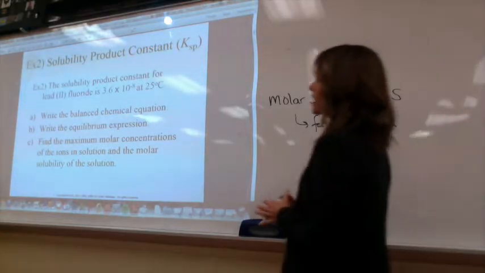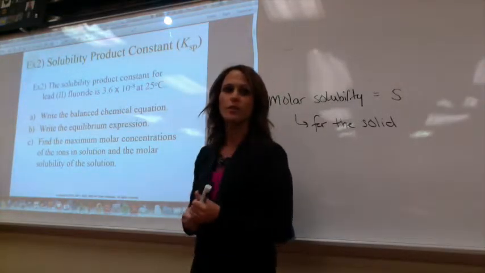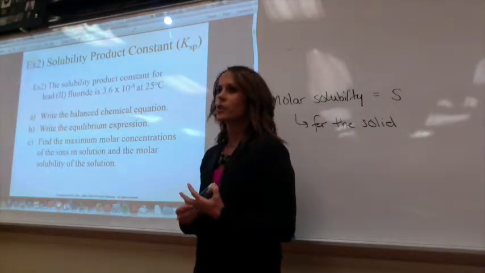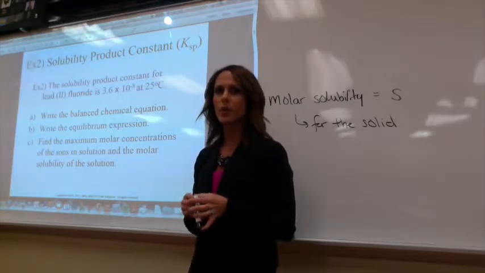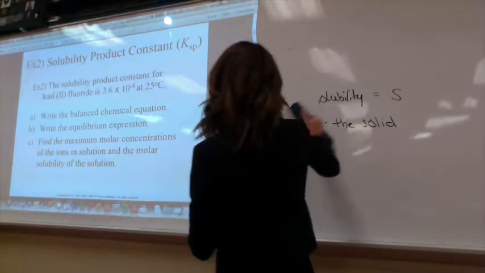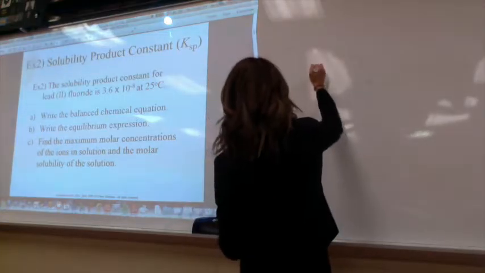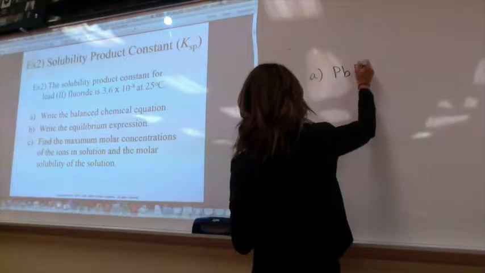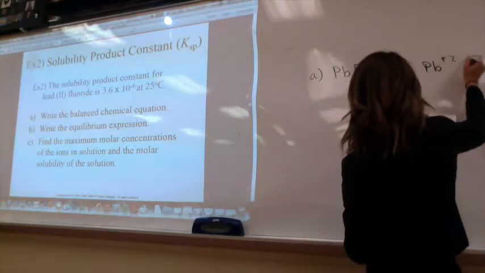The solubility product constant for lead 2 fluoride is 3.6 times 10 to the negative 8th at 25 degrees C. Write a balanced chemical equation. So they're asking you really to write the dissolution of this, and what do we always start with? Solid. And then we're going to write the equilibrium expression, and we'll keep moving forward. So the first part, if you're not sure, look up here. Otherwise, just do it. Don't forget double way arrows because it's equilibrium.